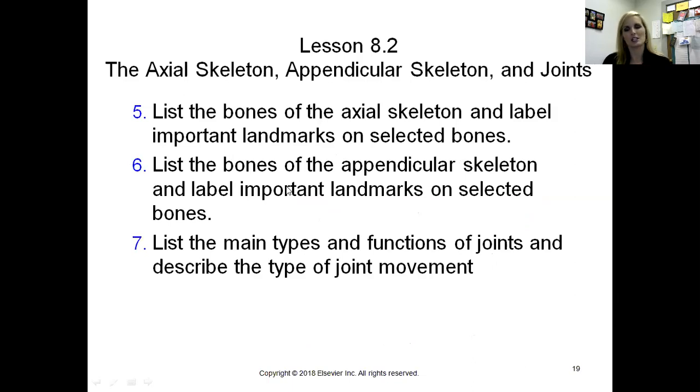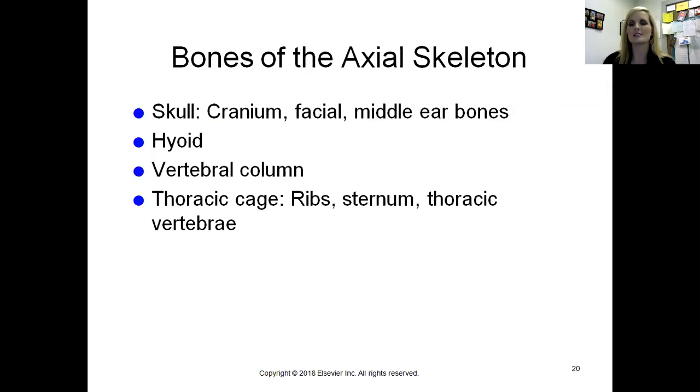Now we get into the next section, and the last section, I should say, of Chapter 8. We're going to look at the difference between and label all the different bones within the axial skeleton, the appendicular skeleton, and then all of our joints. I'm going to classify 3 different types of joints. So we're going to list the bones of the axial skeleton. Axial is simply the middle of our body. We're going to label important landmarks and selected bones within the axial skeleton. Then we're going to take a look at the bones of the appendicular skeleton, which includes all of our arms and our legs, and label important landmarks and bones with those. And then we'll get into the types and functions of joints and type of joint movements, which is what we'll finish up with. All right, so let's get into the axial skeleton.